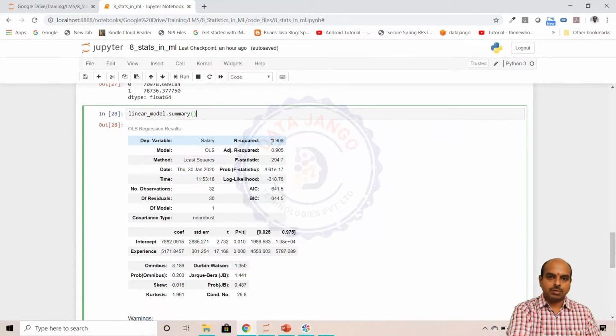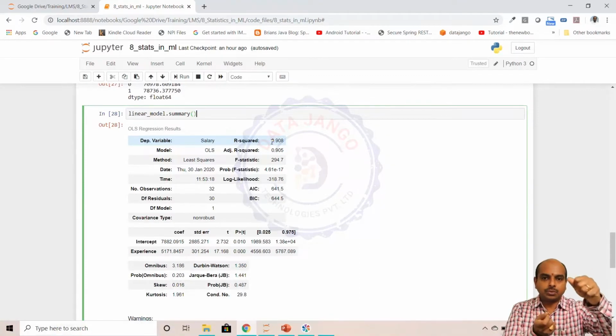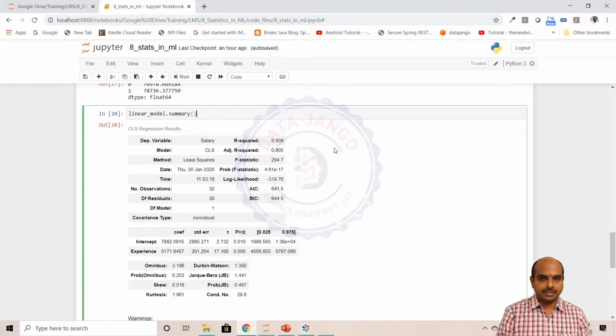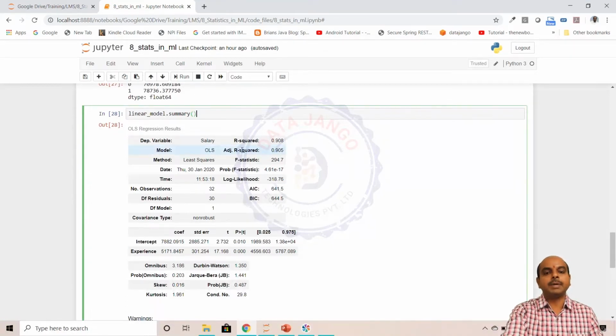So I said that the model is going to understand the pattern inside those 32 records we have passed, the experiences and salaries, and going to derive an equation, and then we are going to pass the new person's experience into the equation and predict the salary, right? So before we use this equation or use the model to make predictions, we need to assess whether the model is working good or not. So we need to have metrics.